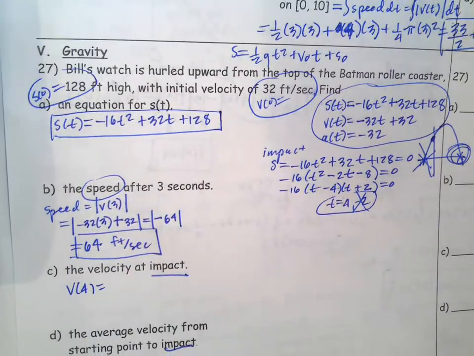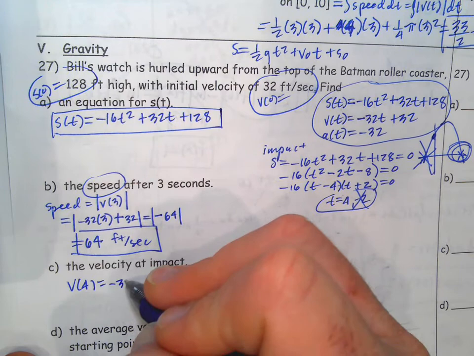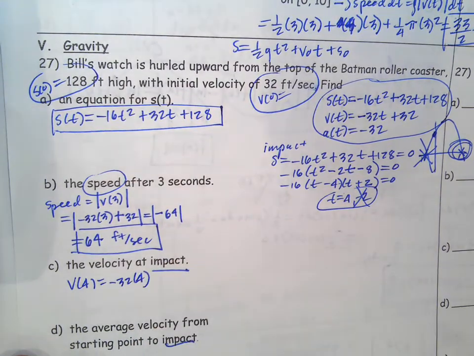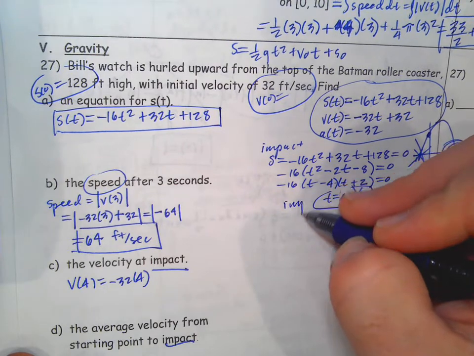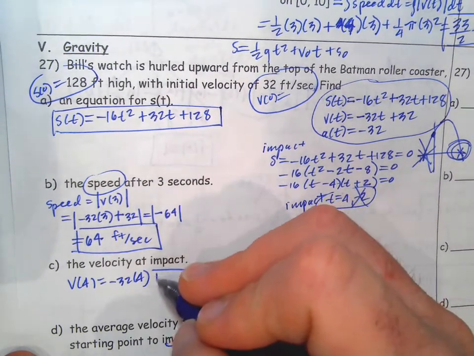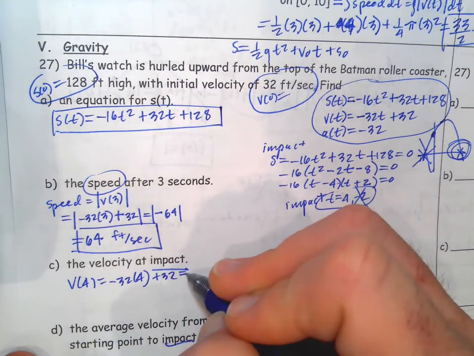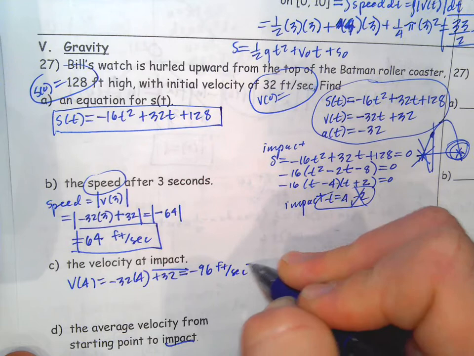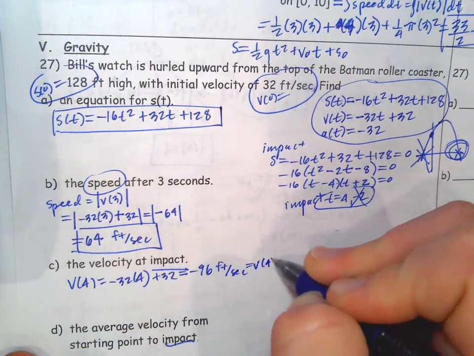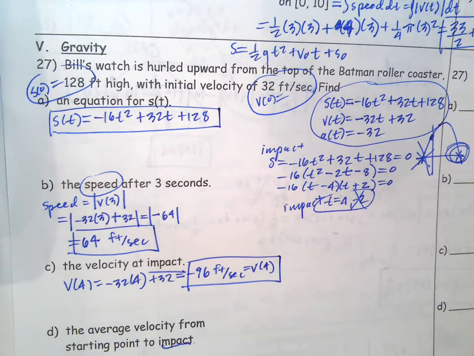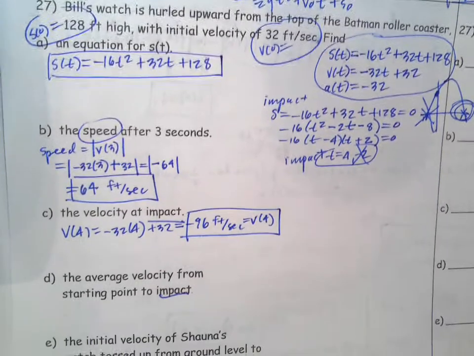So the velocity equation was negative 32 times 4 plus 128... So it's good to label your work. Make sure you follow your work. So we mean negative 96 feet per second is the velocity at time 4. Okay. It's negative. It's going down when it hits the ground.